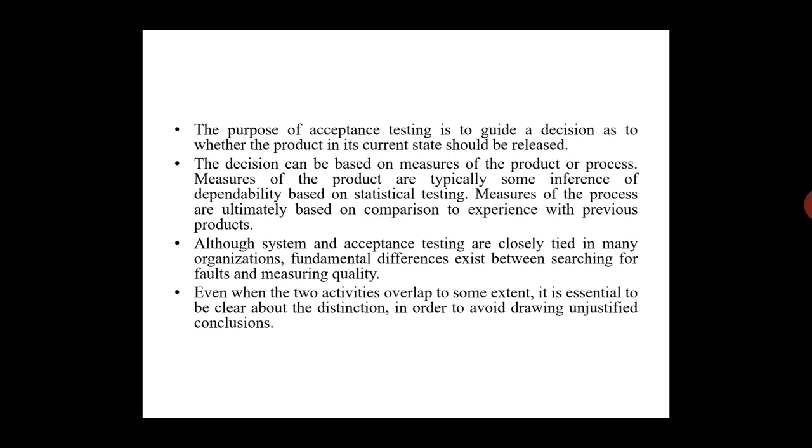So that's why in the third point they have clearly mentioned that although system and acceptance testing are closely tied in many organizations, a fundamental difference exists between searching for the faults and measuring quality. Even though both are the same, there is a different way of searching for the fault in system testing as well as acceptance testing. They will follow different approaches to detect the faults, even when the two activities overlap to some extent.